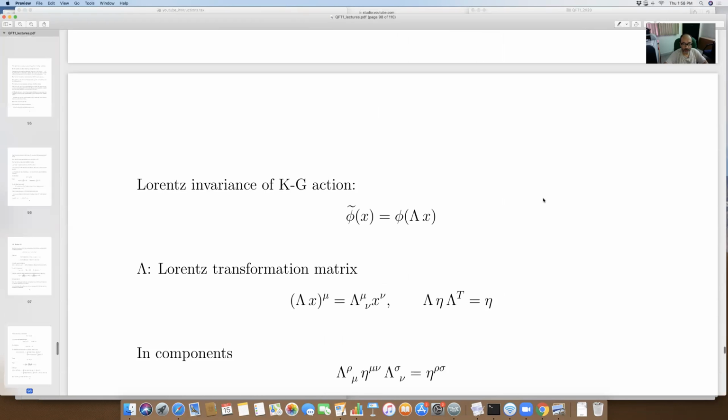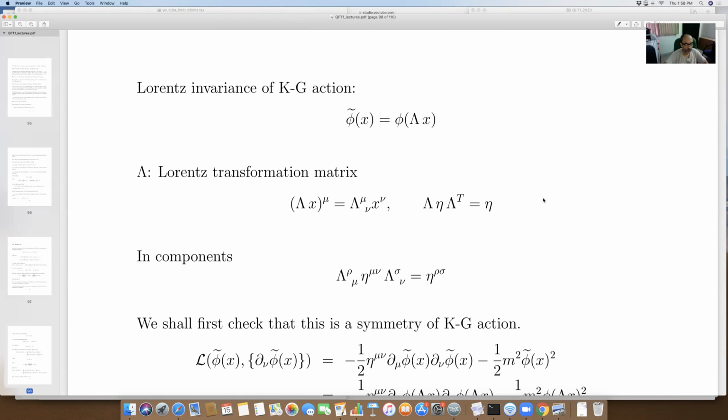Okay. So now we are going to start a new symmetry. That's Lorentz invariance. We'll be studying Lorentz invariance of the Klein-Gordon action. You might expect that the system has Lorentz invariance, because the equation looks Lorentz invariant, but we will make it more explicit in what sense it is Lorentz invariant, and then you will find a conserved charge.